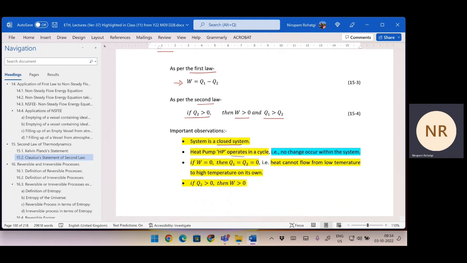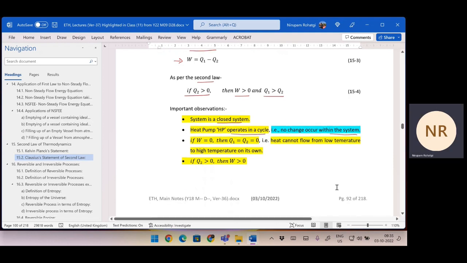It should be operating in a cycle. That means within the system there is no change. The only change occurring is in the surroundings. You have a hot reservoir which is being heated up, or heat is being added to it. You have a cold reservoir that is also in the surroundings. You are removing heat from it and you are getting work from the surroundings on the system.